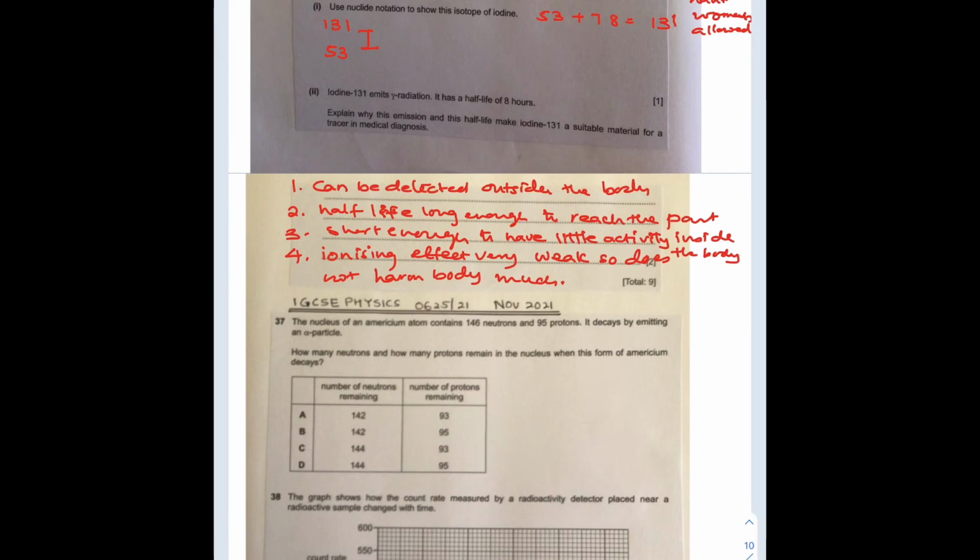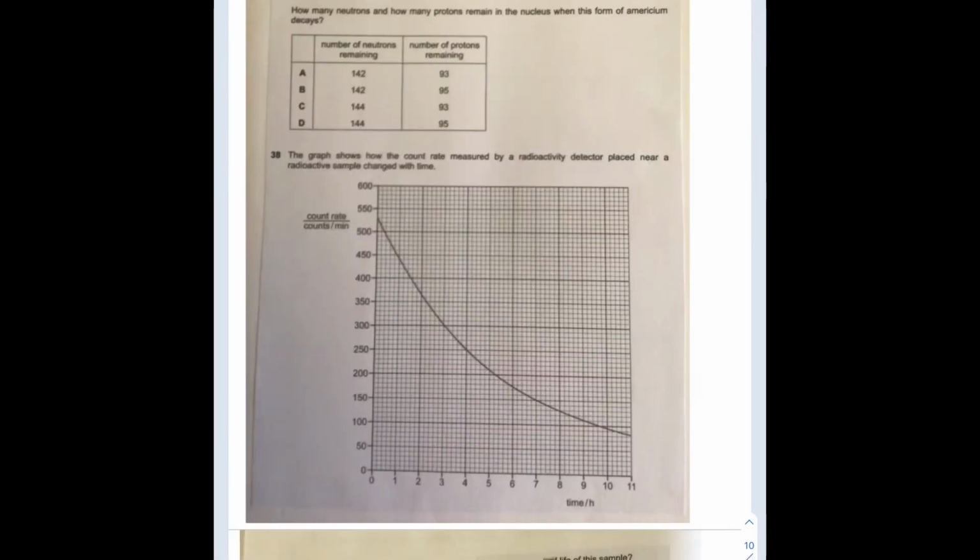Number 37. IGCSE Physics 0625, 21 November 2021. The nucleus of an americium atom contains 146 neutrons, 95 protons. It decays by emitting an alpha particle. How many neutrons and how many protons remain in the nucleus when this form of americium decays? All right, so let's try that.